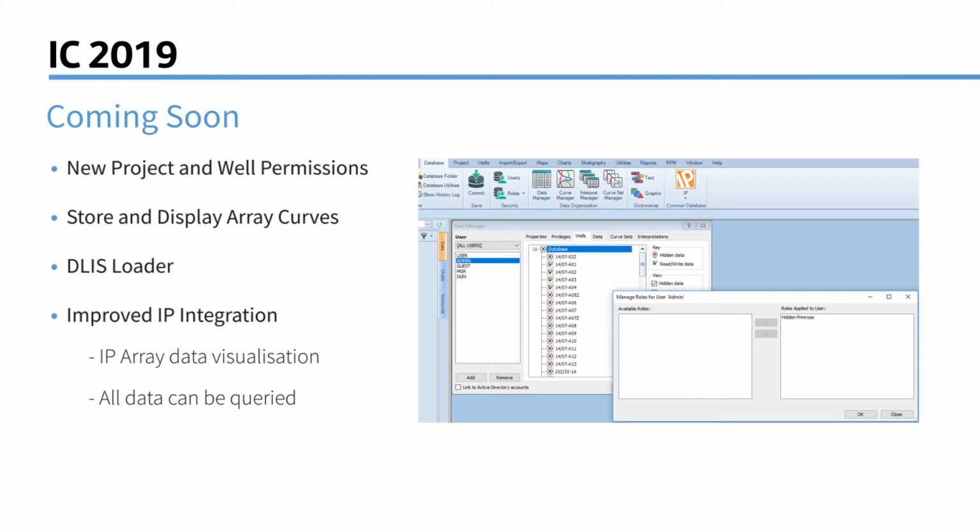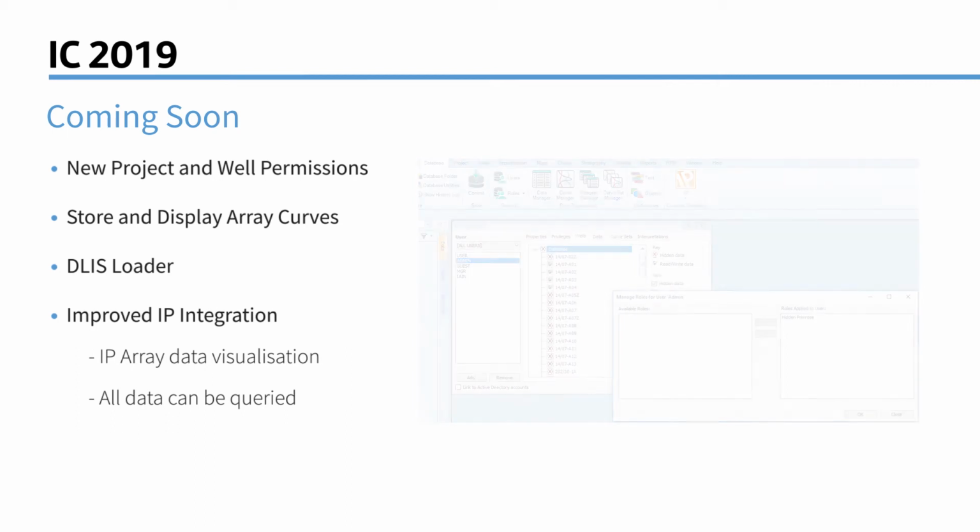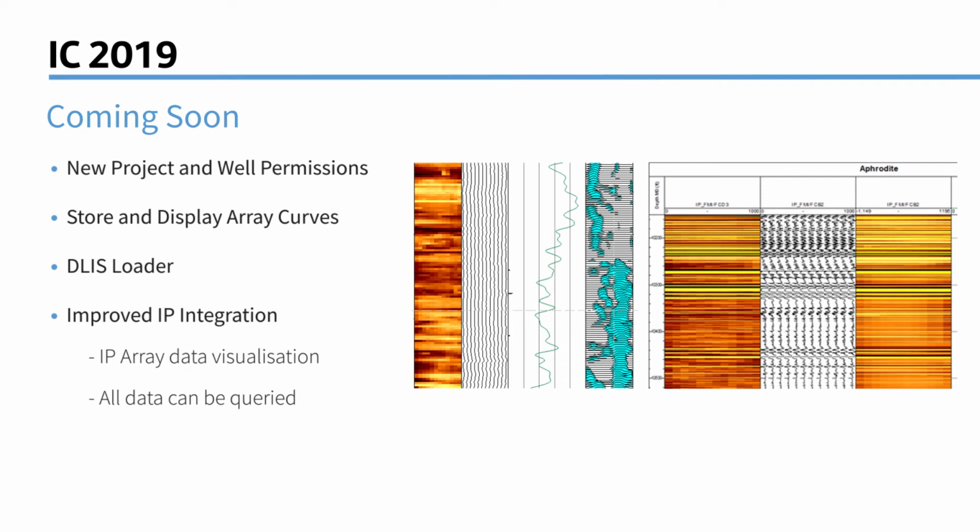We've also added the ability to store and display array curves. So this could be image logs or NMR data can now be brought in and displayed inside IC. And we've added in a DLIS loader to help with that. And then we've also improved the IP integration to include that data as well. So all the IP array data visualization can now be replicated inside IC. And all of this data can be queried and analyzed using the IC queries as well, so you can find what it is you're looking for in there.